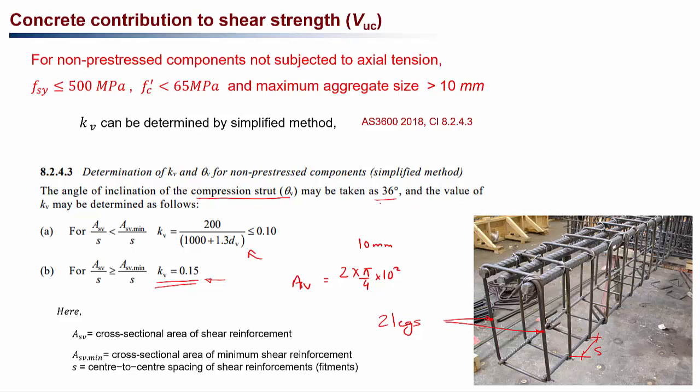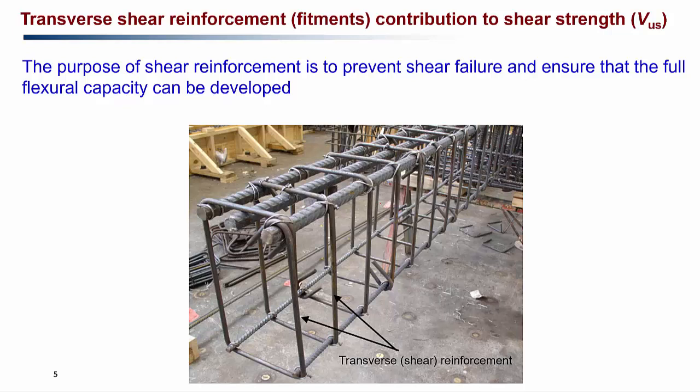We'll come back later to explain what theta V is here. Now let's look at the contribution from the transverse shear reinforcements, which we also call fitments, to the shear strength of the beam, that is V_us. We have shear reinforcement to prevent the shear failure of the beam.